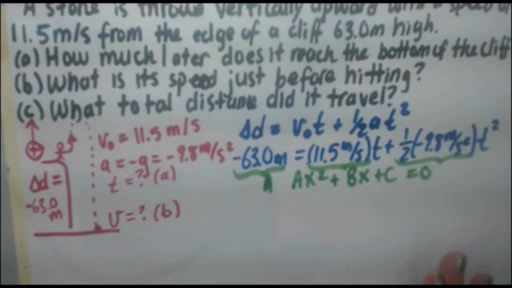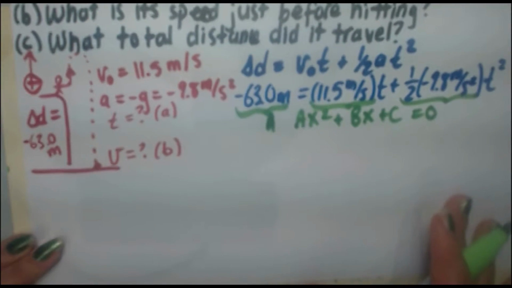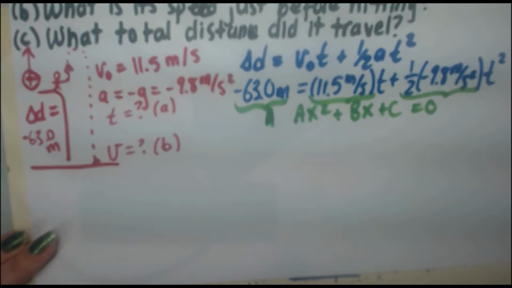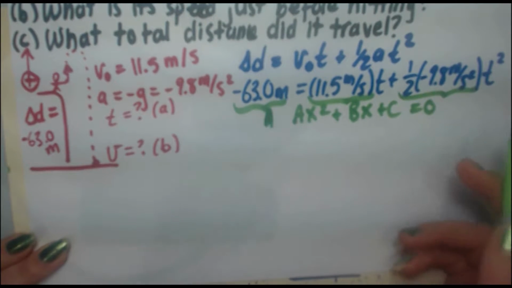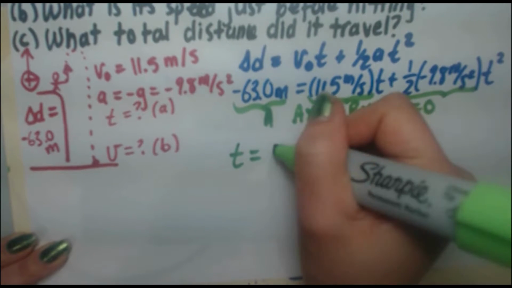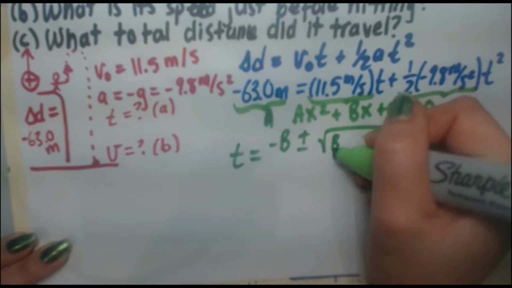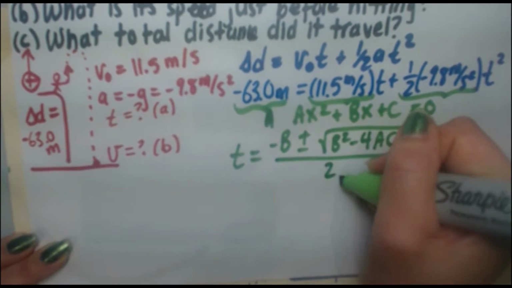So hopefully you remember the quadratic formula. I'm not going to sing it again. I sang it in the last video, so if you really want to watch that, you can go back to my stone falling video and it's there. Nonetheless, in this case, we're not dealing with x's, we're dealing with t's. So here is the quadratic formula applicable to this problem. t equals negative b plus or minus square root b squared minus 4ac all over 2a.